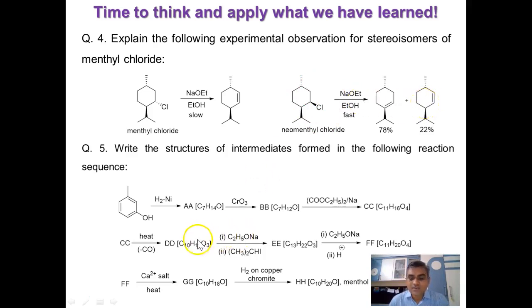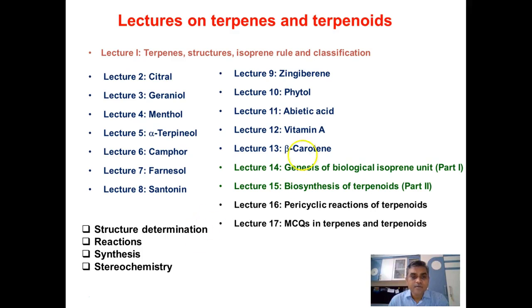And the last one is all about the synthesis of menthol. So in this way, we have learned the chemistry of menthol. Now, in the next lecture, we'll talk about the chemistry of alpha terpineol.